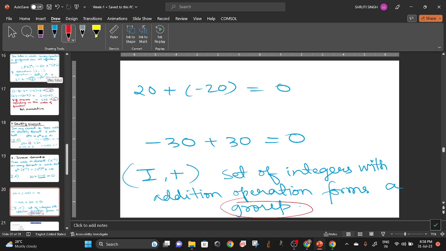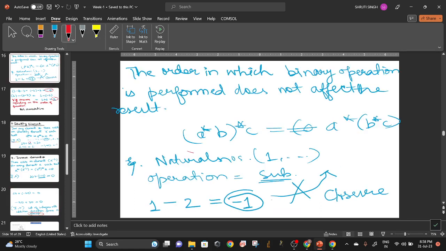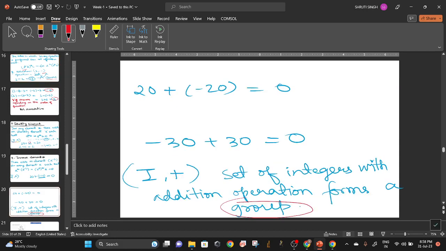For example, the natural numbers are simply a set and an operation. Combining these two is not forming a group because it is not following the properties of closure, not following the properties of associativity, not identity. There does not exist the identity element for this. Okay, so this is the definition of a mathematical group.